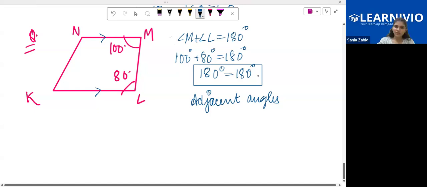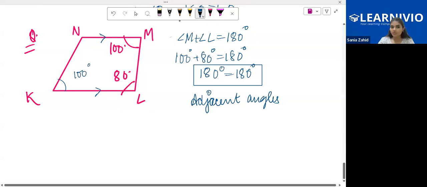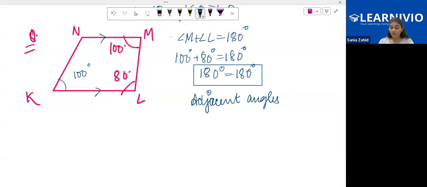Okay, now you can calculate this angle also. This angle will be 80 degrees. Now opposite angles are equal. I'm sorry, this will be 100. It's equal to 100 degrees and adjacent angles' sum is 180 degrees. That means these two lines are parallel. Hence, this is the trapezium. In a trapezium, only one pair is parallel.